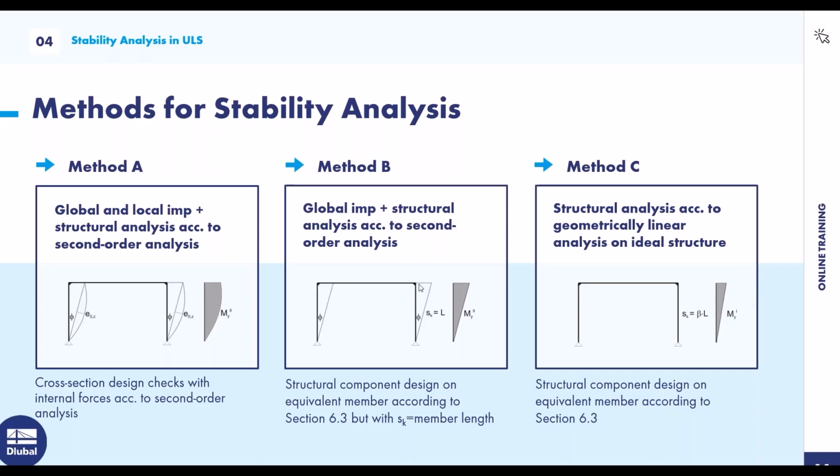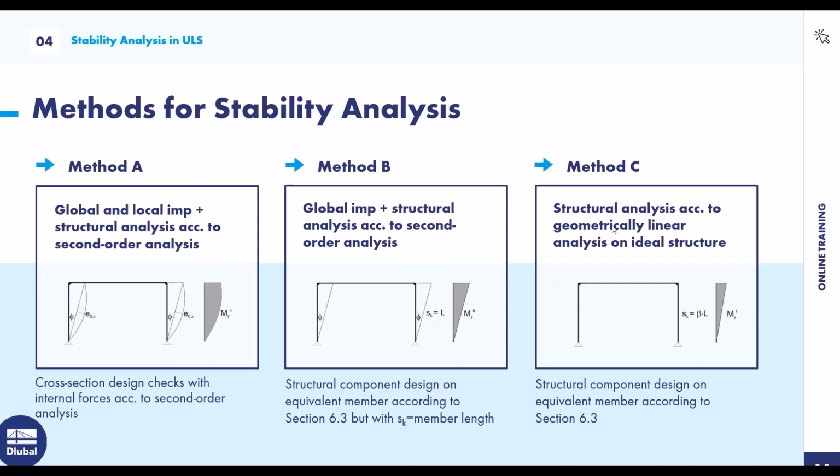Okay, methods for stability analysis. There are three methods. Method A: you have to apply a global and local imperfection, and the structure analysis should be done with the second order analysis. Then you can do the cross-section design checks with the internal forces. Method B: global imperfection, which means only the initial sway imperfection, and then the structure analysis according to second order analysis. And what's quite important, you have to consider the buckling length by the member length, not with a factor. Sk is equal to the length.